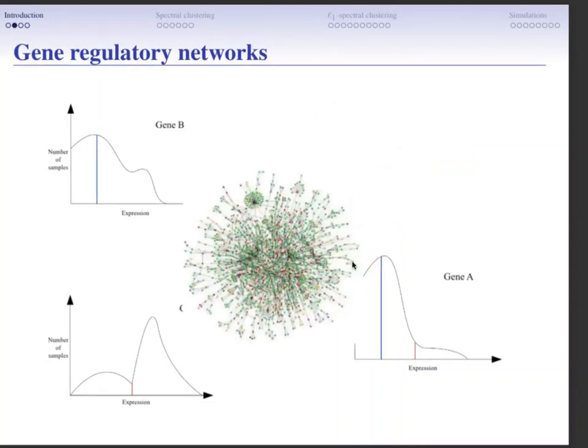A gene regulating network is a graph where one node corresponds to one gene, and an edge between two genes represents a relationship between genes. If you have a directed edge, it means that you have a regulation between genes, activation or inhibition. And if you have an undirected edge, it means that you just have an interaction between genes.